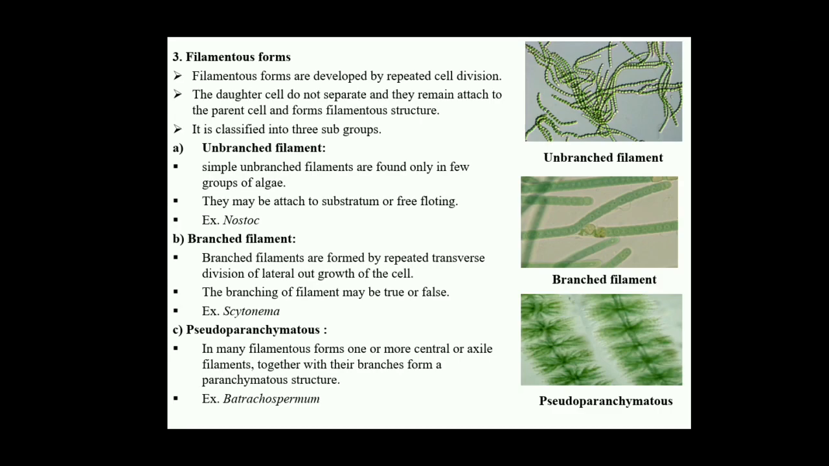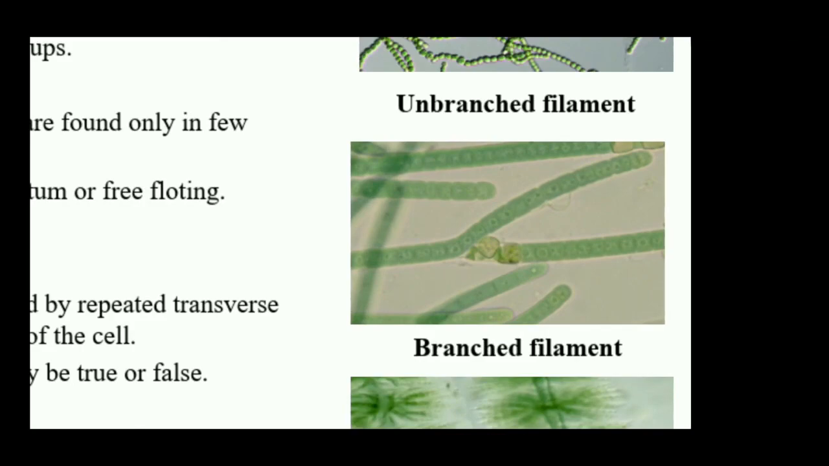Branched filament. Branched filaments are formed by repeated transverse division and lateral outgrowth of cells. This one is an unbranched filament. This is a branched filament. Branched filaments are formed by repeated transverse division and lateral outgrowth. Here you can see the lateral outgrowth of the cell.